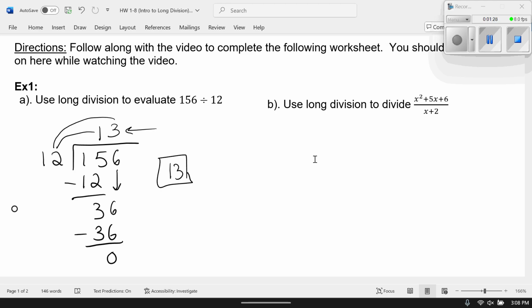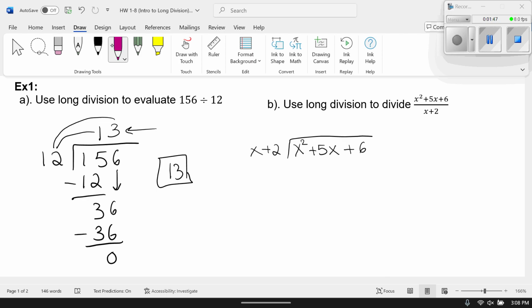Now we're going to try the same process, but with polynomials. We have x squared plus 5x plus 6 divided by x plus 2. We're going to put that on the outside. Now you're going to want to keep yourself as neat as possible for this particular problem. We're going to start just like we asked. 12 goes into 15 how many times? 15 divided by 12, that's 1 full time.